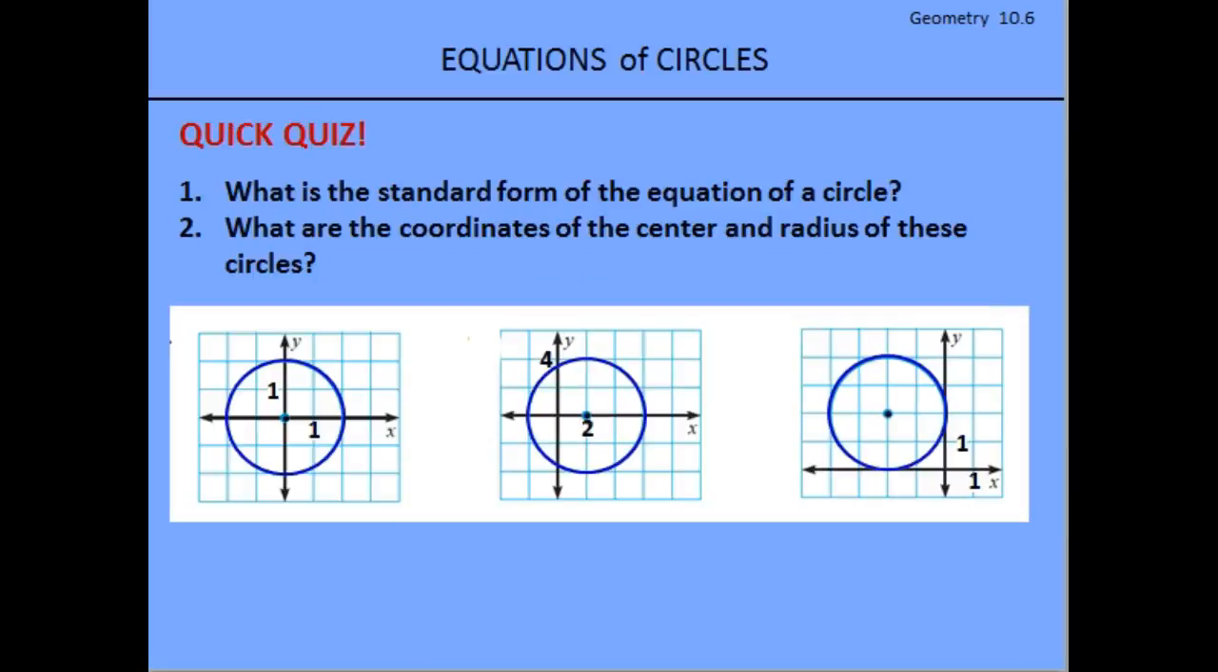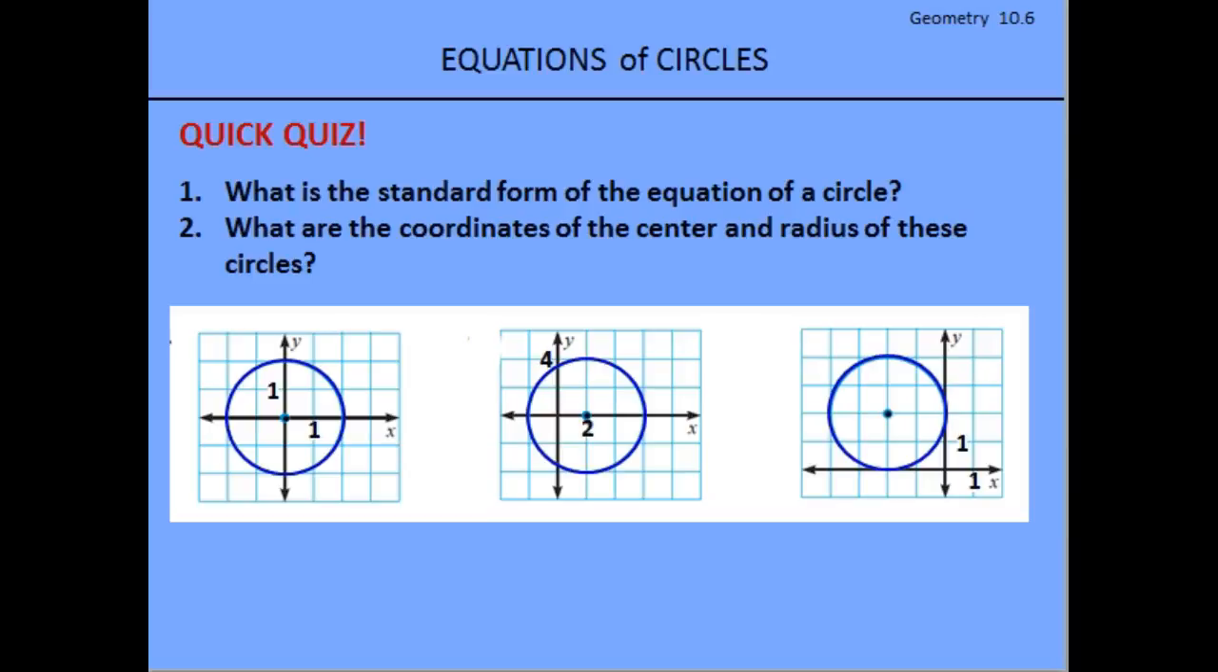Now it's time for the quick quiz. What is the standard form of the equation of a circle? Do you know it now? It is going to be x minus h squared plus y minus k squared equals r squared. Write that down. Memorize it. Use it on a daily basis.